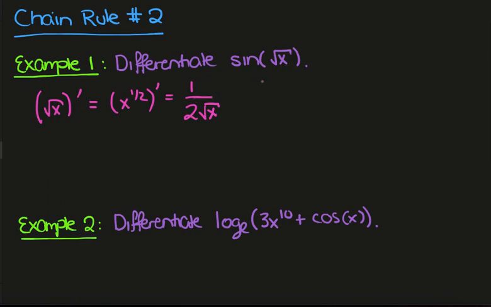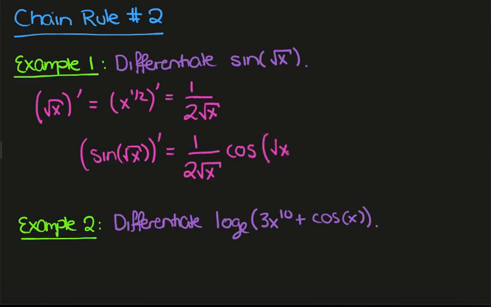And then by the chain rule, the derivative of sine square root of x is given by differentiating the inside of the function and chucking that out the front. So we'll have 1 over 2 square root of x out the front. We'll then differentiate sine normally, which will give us cosine, but then we leave whatever was in there to begin with. So the derivative of sine square root of x is just 1 over 2 square root of x times cos square root of x.